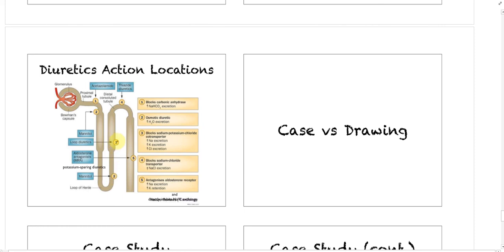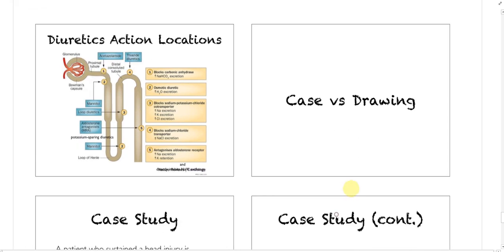Our loop diuretics are going to work on the ascending loop of Henle. Thiazides work up here at the distal convoluted tubule. This would normally be very squiggly. And then our potassium-sparing diuretics are going to work around the distal DCT and the collecting duct. I think that's it.